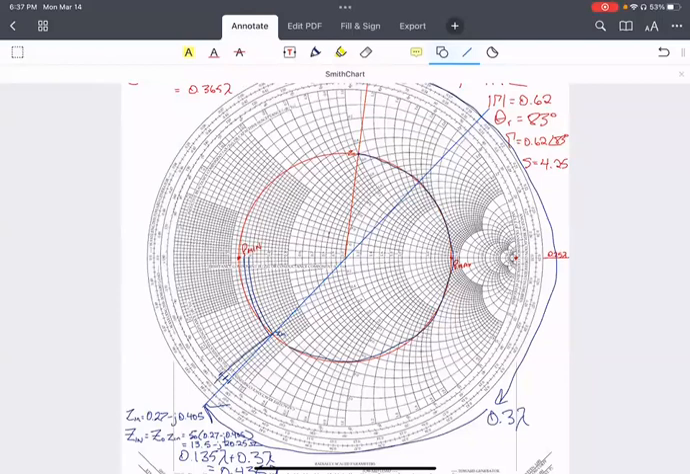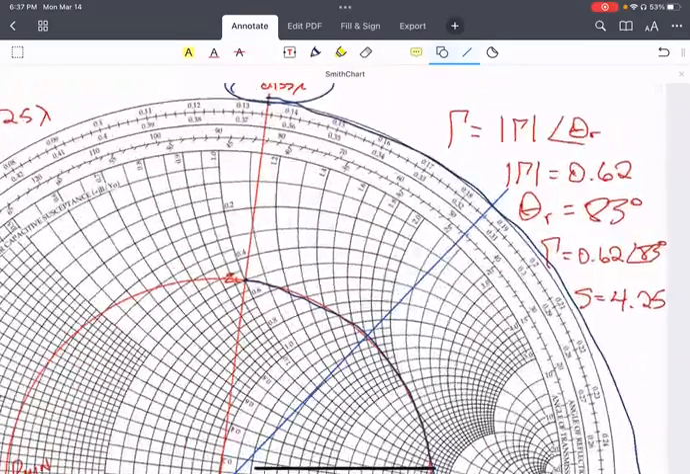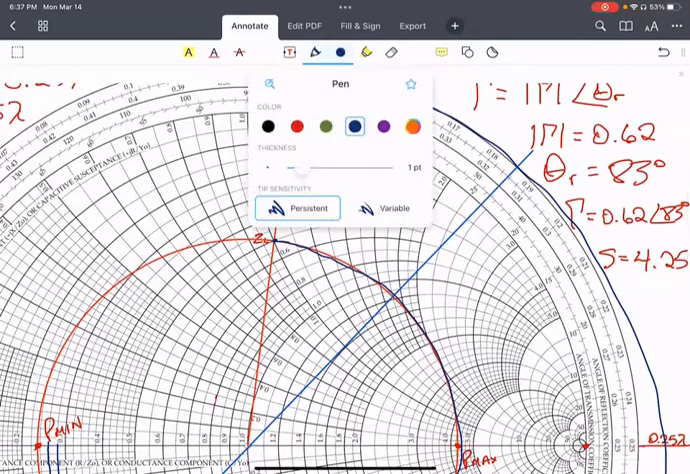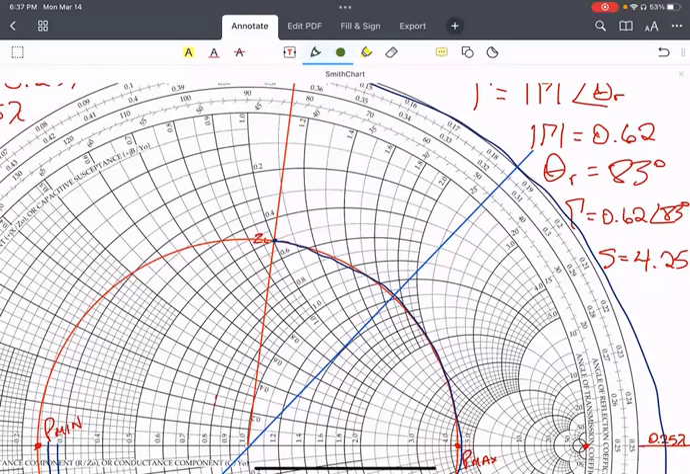Okay, so I want you to try to read off, either on mine or on yours, what should I call this value at the point where they intersect? Y in? Y in would be a good one. Y in, just to keep straight what we're talking about. Input admittance. So try to read it off. This is more practice on reading off these values.